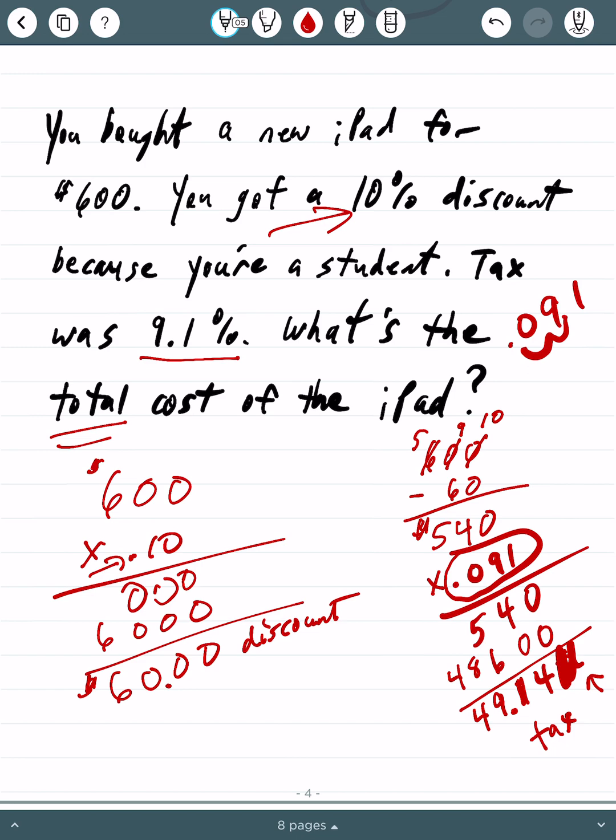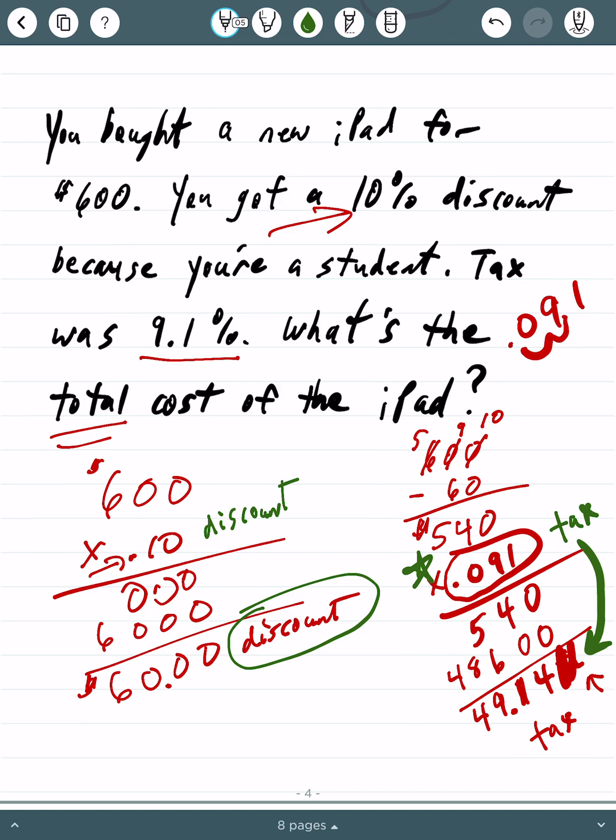So what I always tell my kids this: when you change your percentage to a decimal, like we have done right here, I always tell them, what is that? What does it say? 9.1% is what? Tax. Okay, so that means your answer is tax. The 49.14 is the tax. Just like this right here. The 10% was a discount. Well, then that means your answer represents the discount. Okay, not a tax, not anything else.